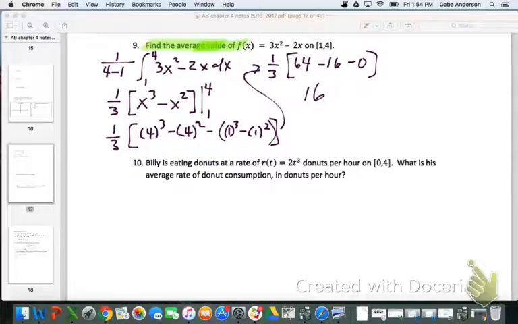Okay, we're going to finish up right here with a somewhat terrifying question when you think about Billy and his health. Billy is eating donuts at a rate of r of t equals 2t cubed donuts per hour on the interval from 0 to 4. What is his average rate of donut consumption in donuts per hour?